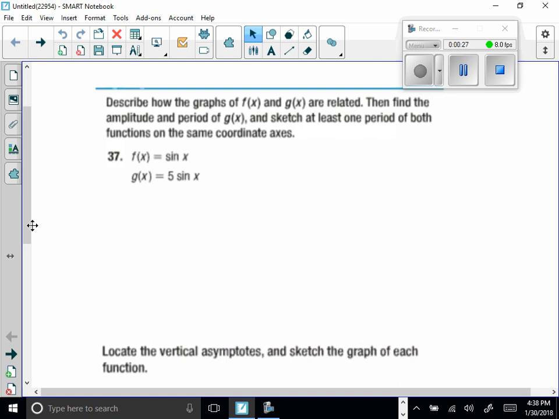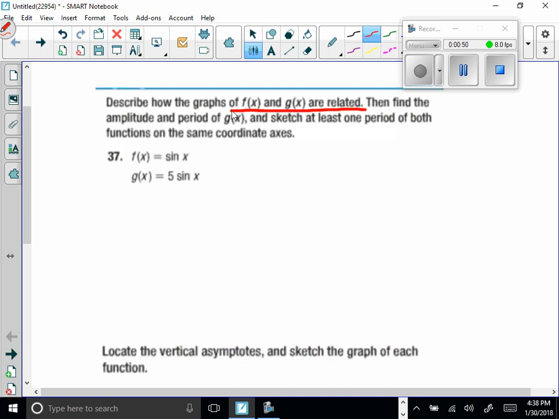It says, describe how the graph of f of x and g of x are related. And so basically that's just asking what's the transformation there. Then find the amplitude and period of g of x, and sketch at least one period of both functions on the same coordinate axis. So let's start out with how they're related.